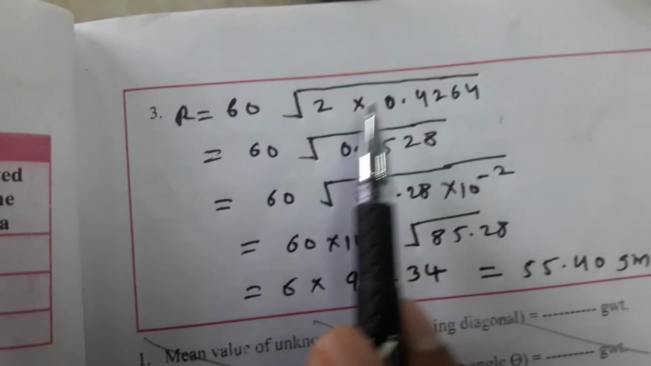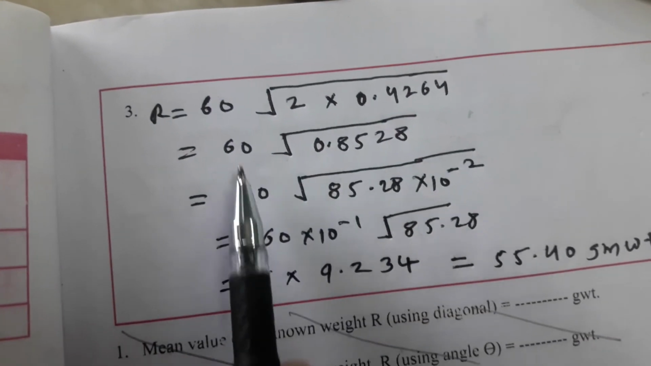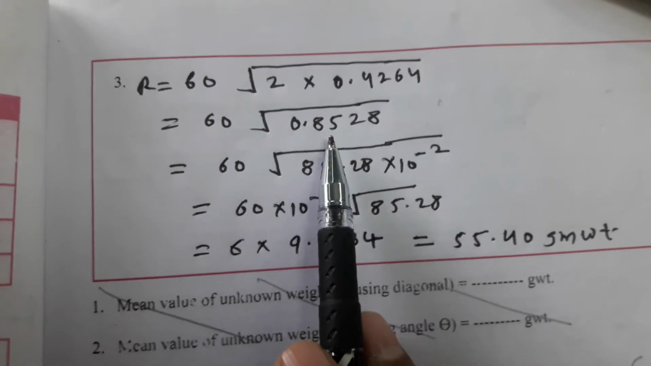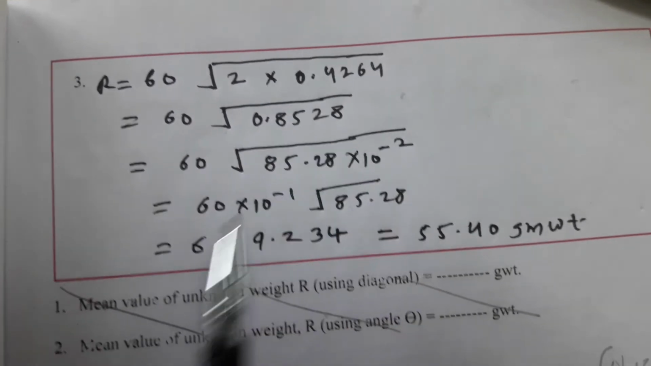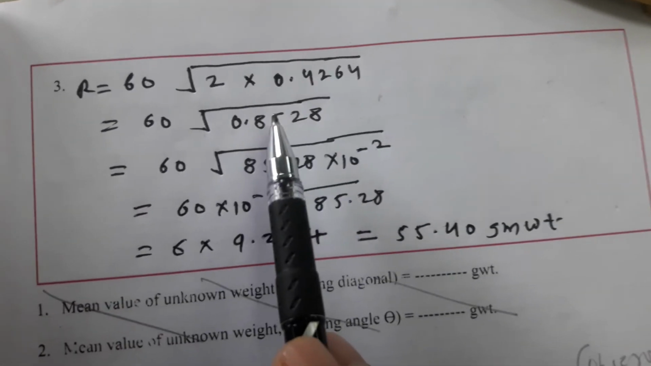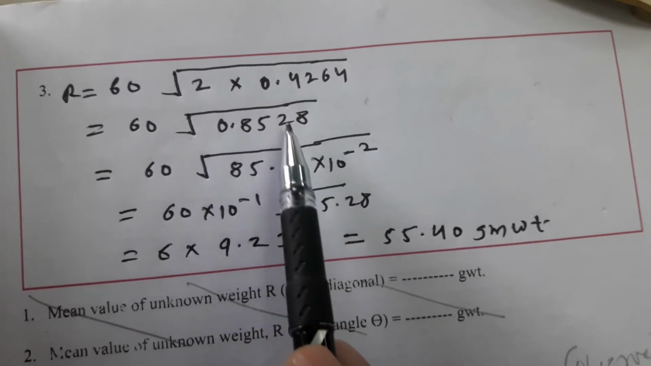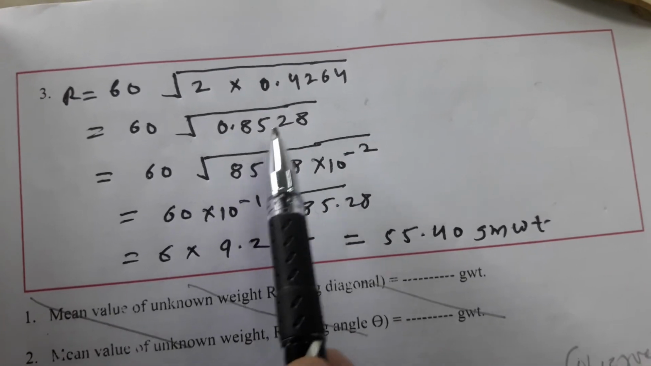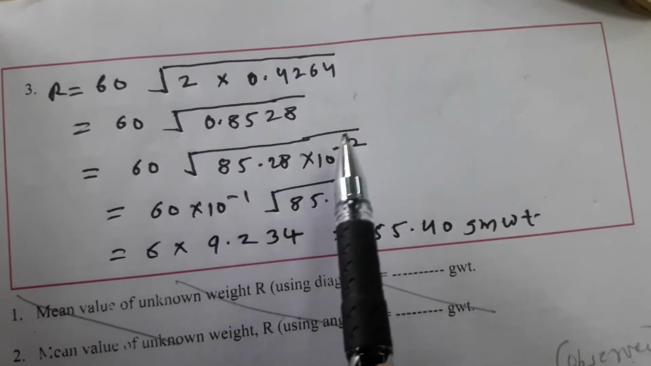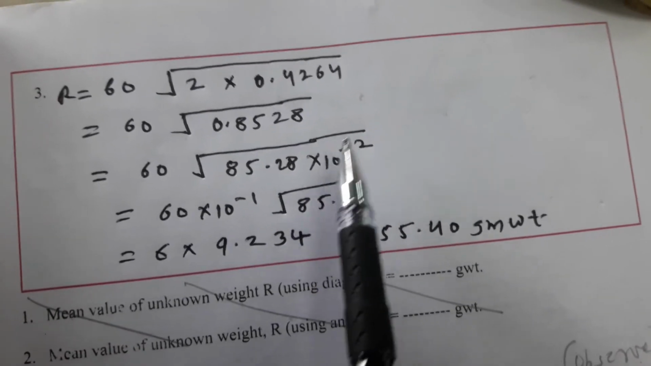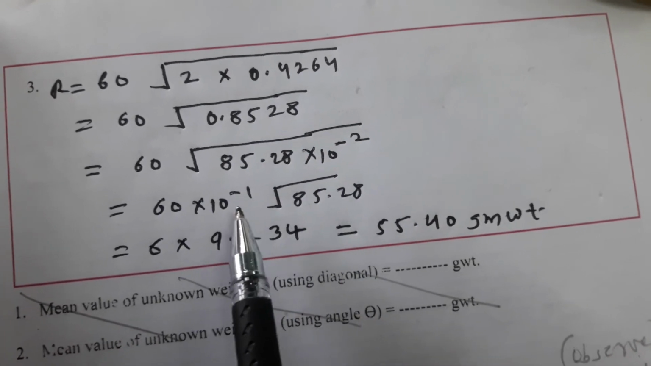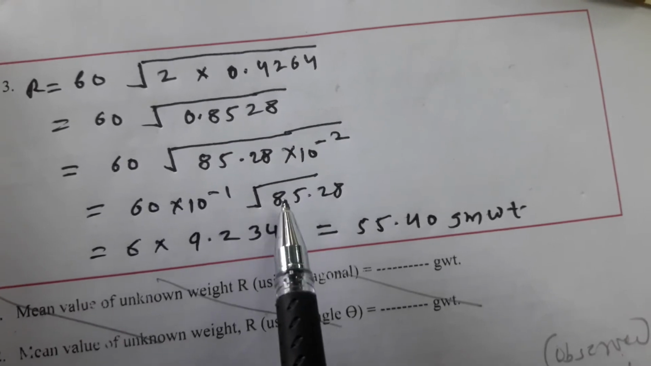Then after this we do 1 minus 0.5736, we got 0.4264. Multiply this, 60 I kept as it is, we got 8528. To find the square root directly we shifted the decimal by 2 places. I wrote 8528 as 85.28 into 10 raised to minus 2. The square root of 10 raised to minus 2 will be 10 raised to minus 1. Now we only have to find the square root of this.